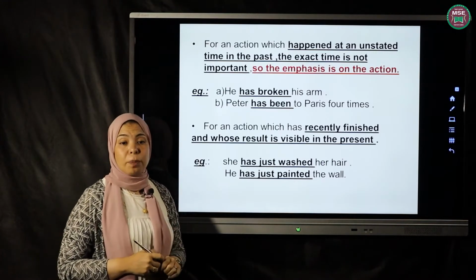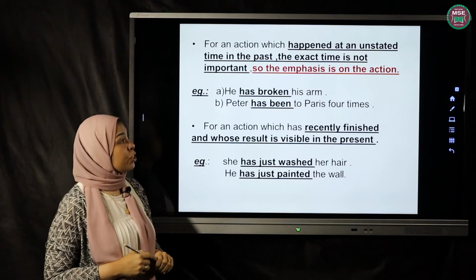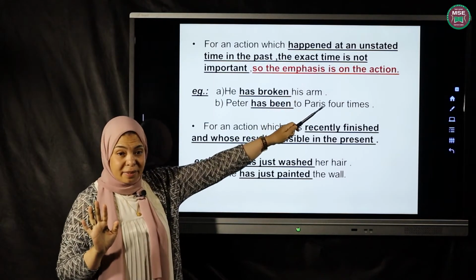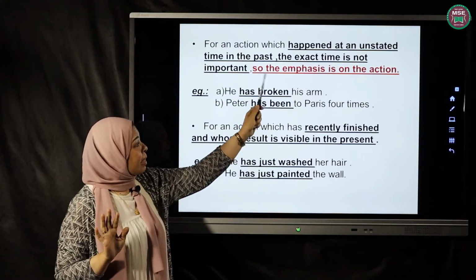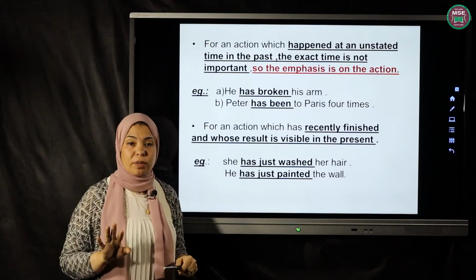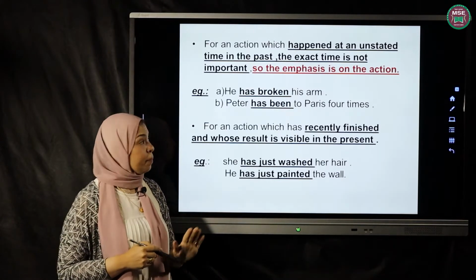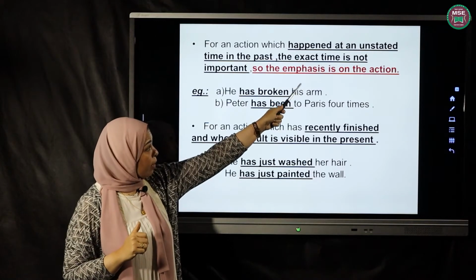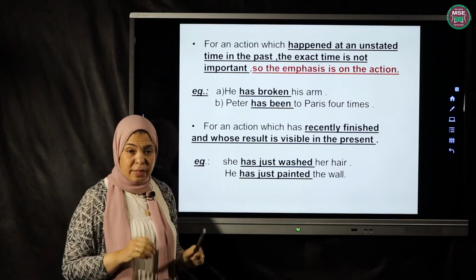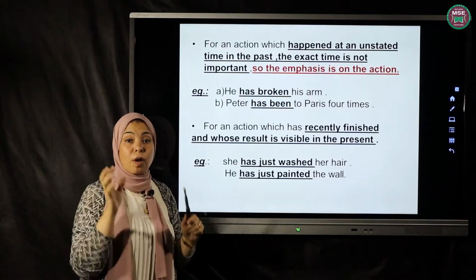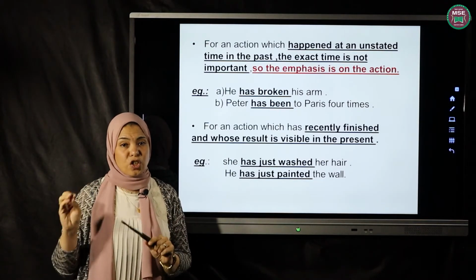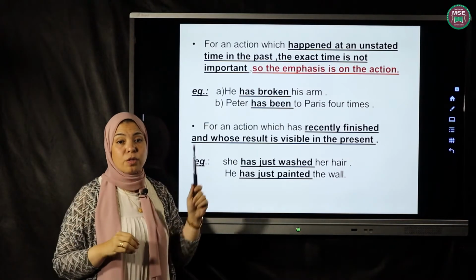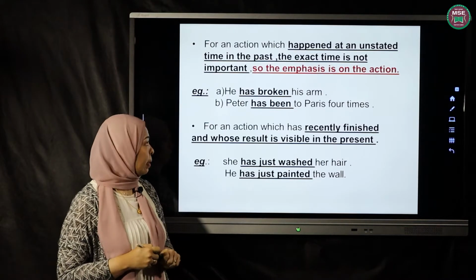The second usage is for the present perfect simple, is for an action which happened at an unstated time in the past. The exact time is not important and not mentioned. So the emphasis is on the action, as I said. This is very important. That's why I highlighted it in red. This means that if you would like to put the emphasis on the action without referring to when exactly it happened, it's better for you to use the perfect simple tense.